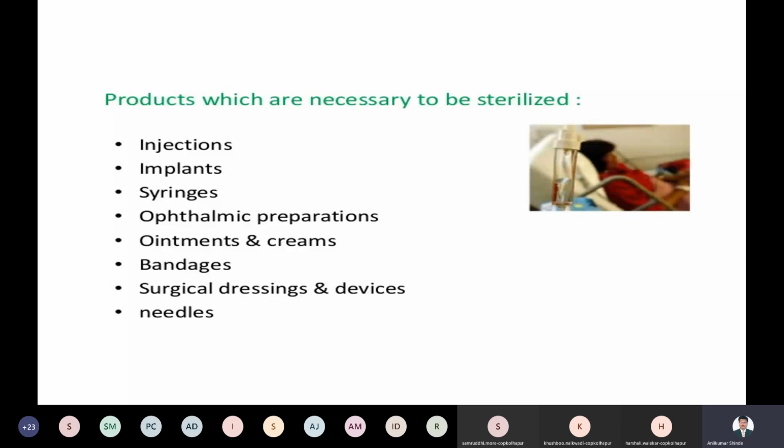It should be sterile in nature, right? Then surgical dressing and devices. Surgical dressing, we can apply it to cover up your skin and to avoid infection to your skin. That's why surgical dressings can be used for that.